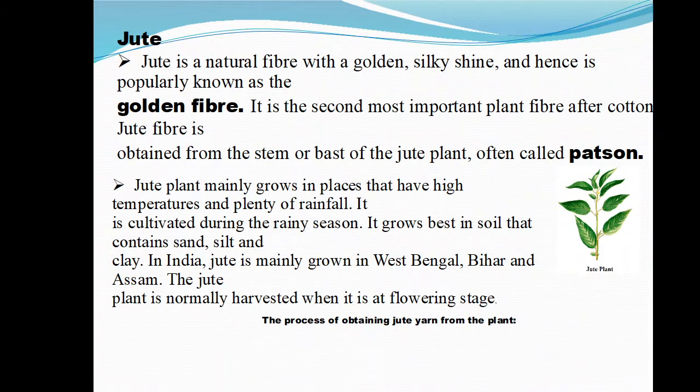Now let's come to jute. So what is jute? Jute is a natural fiber with a golden silky shine, and hence it is popularly known as golden fiber. It is the second most important plant fiber after cotton. Jute fiber is obtained from the stem of the jute plant, often called patson. So there is a jute plant, and the name of that jute plant is patson, and we basically extract the jute from the stem of that plant.